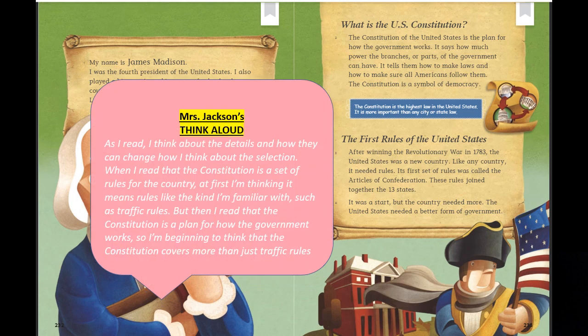Here's my think aloud, students. As I read, I think about the details and how they can change how I think about this selection. When I read that the Constitution is a set of rules for the country, at first, I'm thinking it means rules like the kind I'm familiar with, such as traffic rules. But then, I read that the Constitution is a plan for how the government works. So I'm beginning to think that the Constitution covers more than just traffic rules.